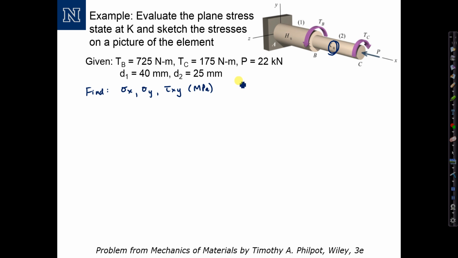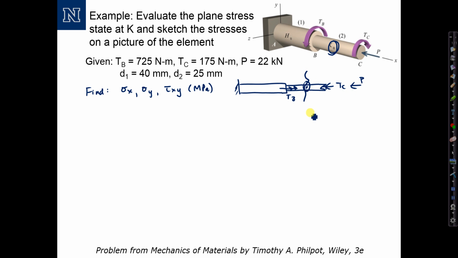I'm going to start by drawing a little picture of the shaft, a segmented shaft. Okay, and adding the loads, we have a torque TB, and if we wrap our hand around the torque in the direction, we can see that it's a double arrow pointing to the right. TC at the end, acting in the opposite direction, and an axial force P also acting inward. And point K is right here in the middle of the shaft.